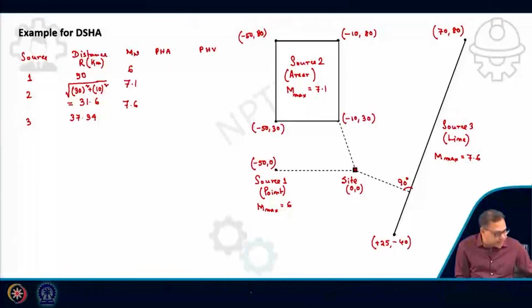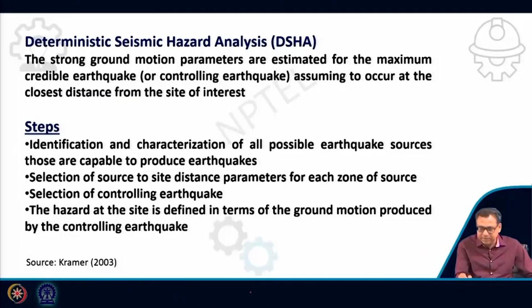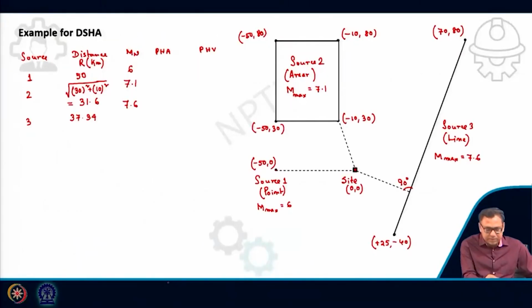Now if you see, in deterministic seismic hazard analysis it is assumed that a controlling earthquake occurs at the closest distance from the site of interest. Among these, the closest distance is 31.6, so source 2 is the closest source of earthquake from the site. But the distance of source 3 is 37.34, which is also very close to 31.6. But here the magnitude is 7.1, and here 7.6.